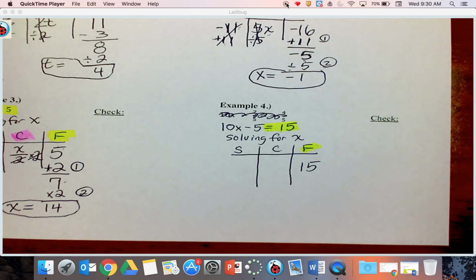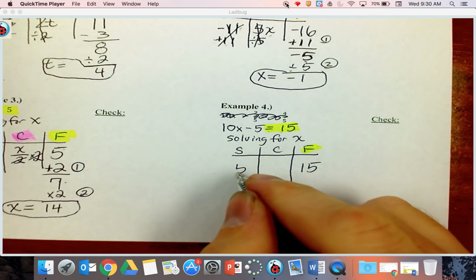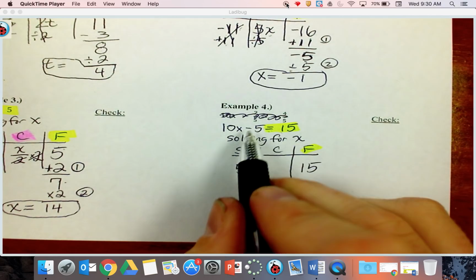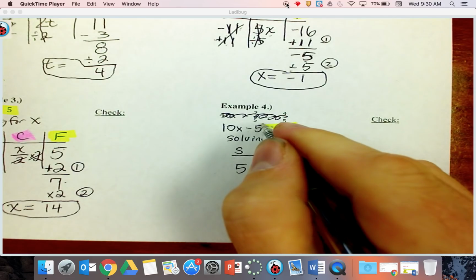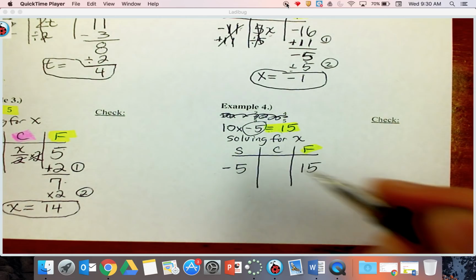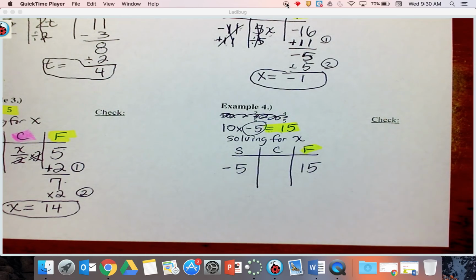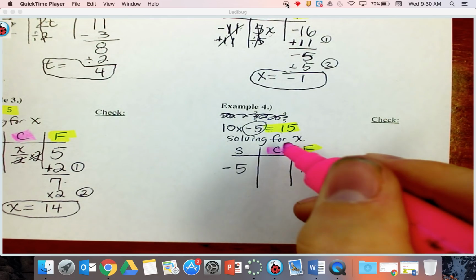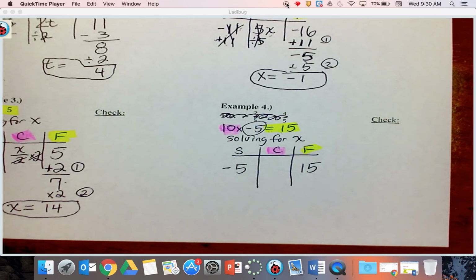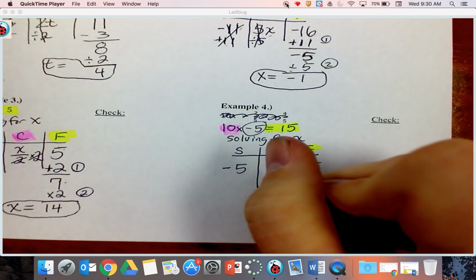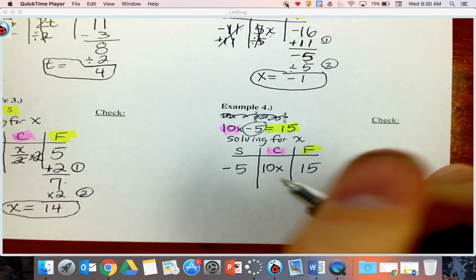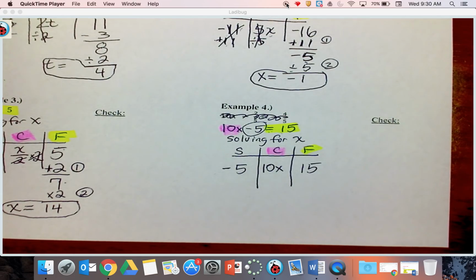So what is my start value? Well, my start value is a 5. It's just a plain number. But what type of 5 is it? It's a minus 5. My last step that I need to fill in my organizer is my change. That's everything with the variable. So that's 10 times x. Now I have my organizer set up, and now I can just be able to do my 2 steps and solve.